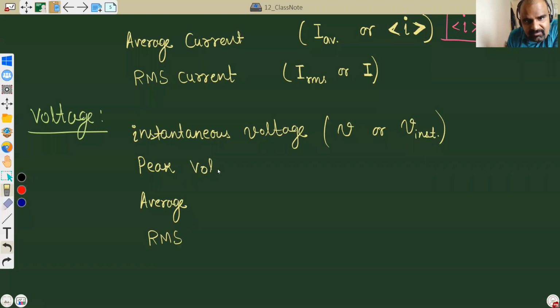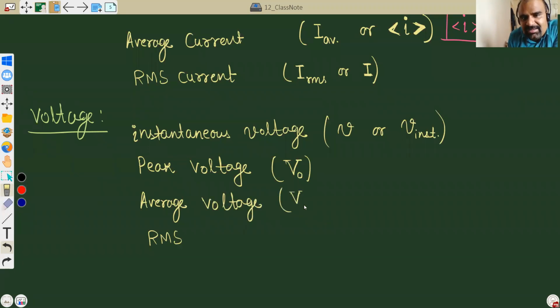Then second will be peak voltage. How will we represent it? With the symbol capital V naught. Average voltage, how will we represent it? Either by writing V average or by putting this symbol. This symbol basically means average.